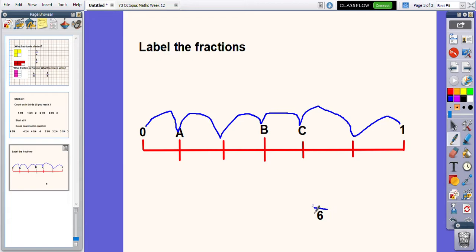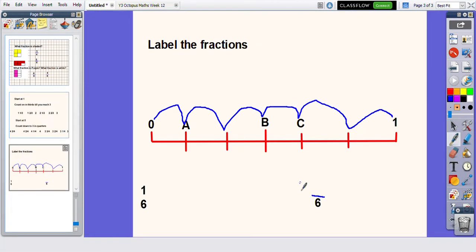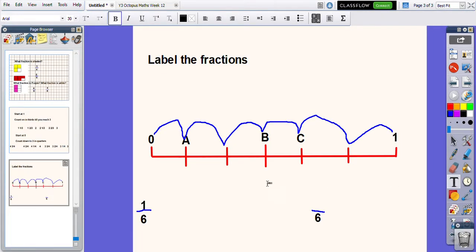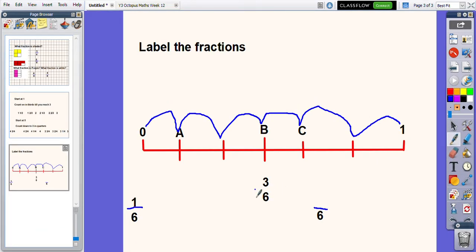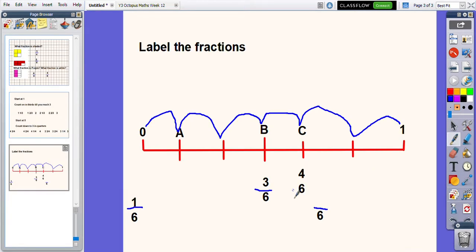There we go. So A must be 1 jump, so that must be 1/6. I haven't asked you to find this one, so we're going to just count it. We're going to go 1/6, 2/6. B is 3/6. And then the next one across, 4/6. C is 4/6.